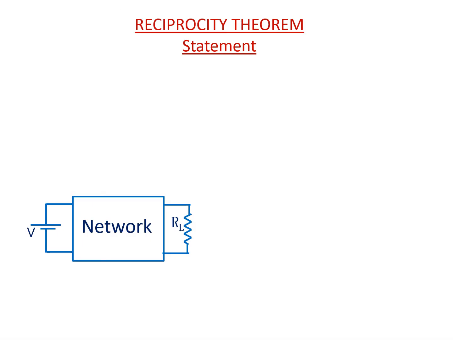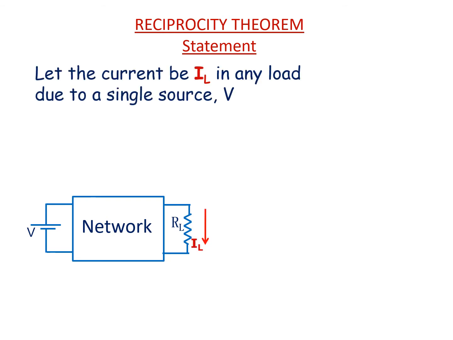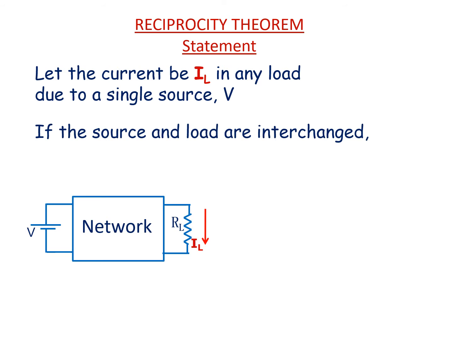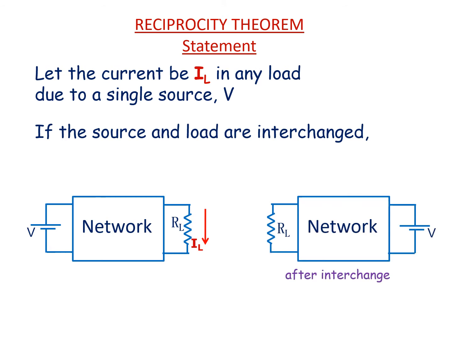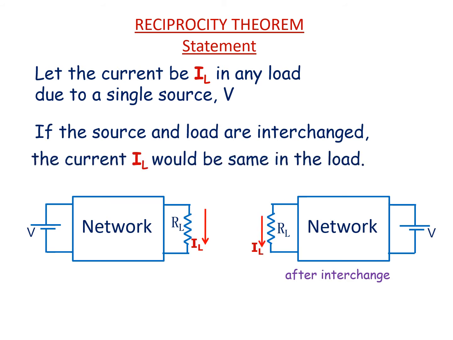Reciprocity theorem statement. Let the current be IL in any load due to a single source V. If the source and load branches are interchanged, this is the figure after the interchange of the V and RL positions. The current IL would be the same in the load after the interchange.